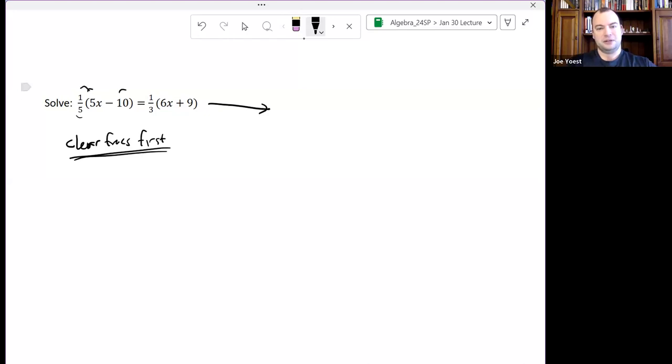So if I distribute, 1/5 times 5x is just x, minus 1/5 times 10 is 2. 1/3 times 6x is 2x, plus 1/3 times 9 is 3. Let's isolate the variable term. Let's get the variables on the right side. And then I want to get the constants on the left side.